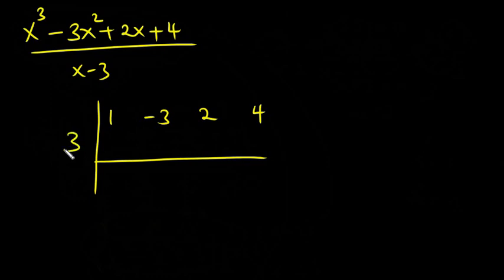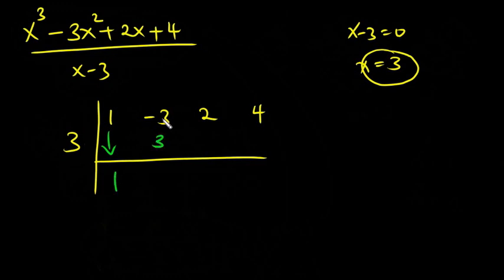I hope by now you have realized what we are doing: x minus 3 is equal to 0, so x is equal to 3. So we're going to divide by 3. We drop 1 down here, so we're going to have 1. 1 times 3 is 3, so we write it there, and then we add: negative 3 plus 3 is 0, and then 0 times 3 is 0, then 2 plus 0 is 2, 2 times 3 is 6, and then 4 plus 6 is 10.